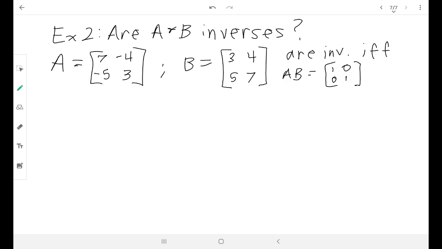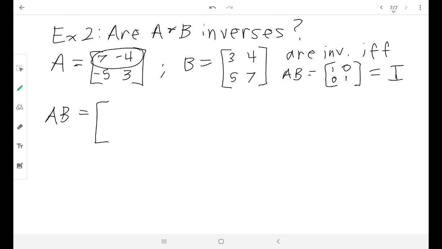We're just going to multiply them together, and it is a fact that if A times B equals that identity matrix, by the way, they call this the identity matrix with a capital I, then B times A will also. So I'm only going to check them in one order. You're really technically supposed to check them in both, but I'm going to skip that part.